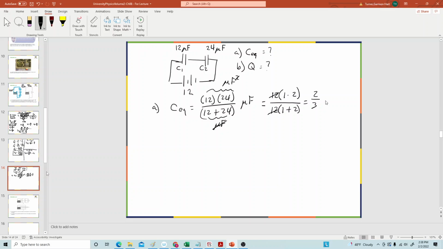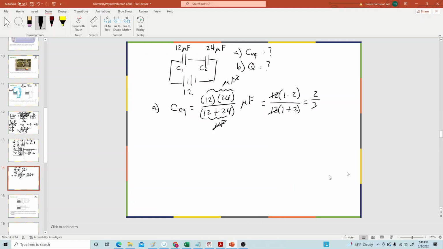Okay, so 2/3 of a microfarad, right? 2/3 of a... give me just a second, make sure that that is correct. And ignore exactly that statement. This is still 12 times 24.